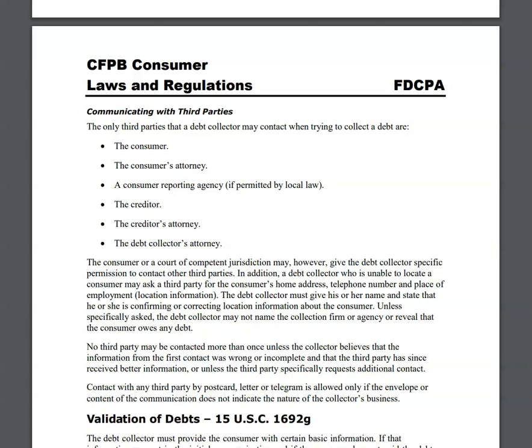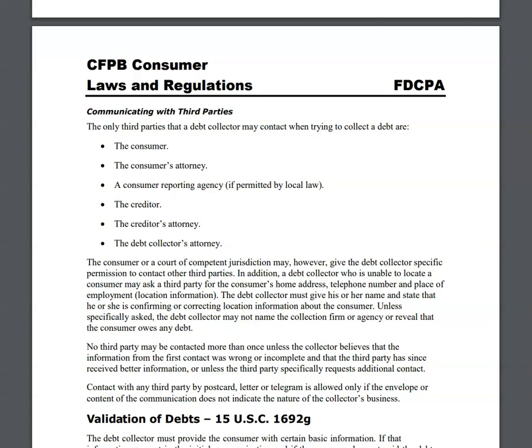Communication with third parties. The only third parties that a debt collector may contact when trying to collect a debt are the consumer's attorney, a consumer reporting agency, if permissible by local law, which is a gray area. Consumer reporting agency means that they're going to put that information on your credit report. Also the creditor, the creditor's attorney, and the debt collector's attorney. That's weird.